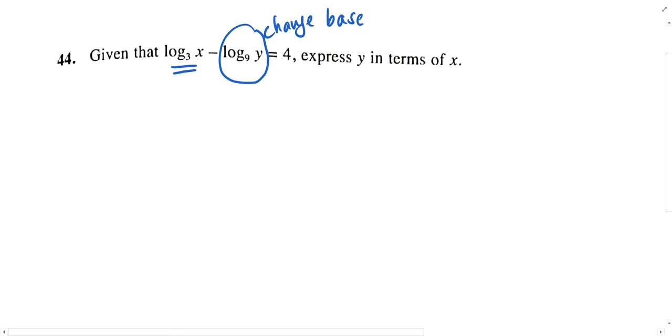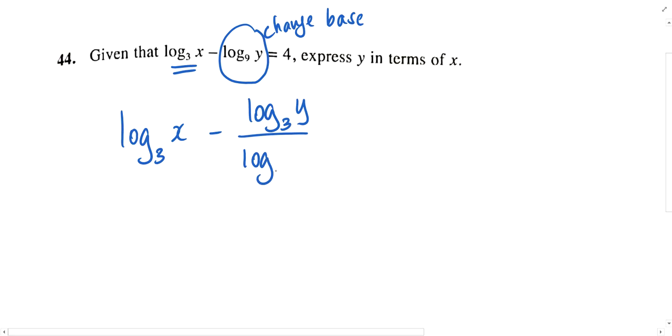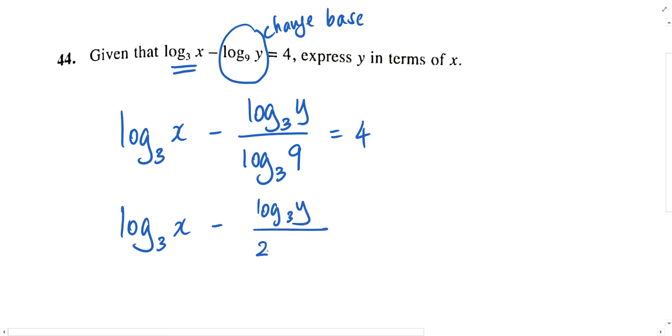You cannot evaluate when you have a base 3 and a base 4, base 5 and a base 10 unless you make the bases the same. So in this case, base 9 can easily be converted to base 3. So log base 3 x minus log base 3 y divided by log base 3 of 9 equals 4. Correct? Okay, what next? Racy? Over 2.